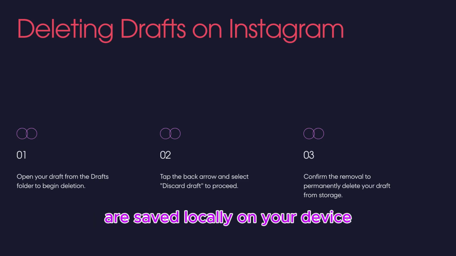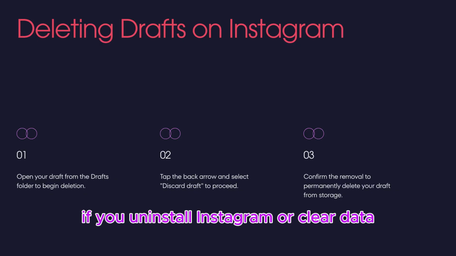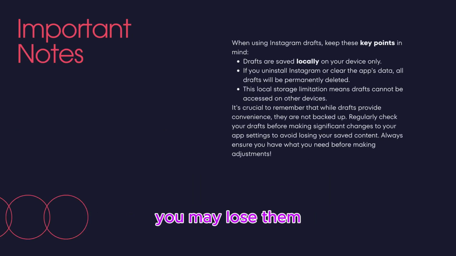Drafts are saved locally on your device. If you uninstall Instagram or clear data, you may lose them. This feature works for both feed posts and reels.